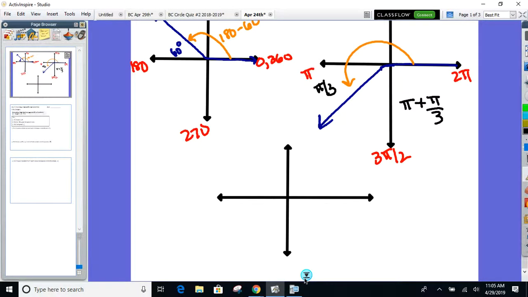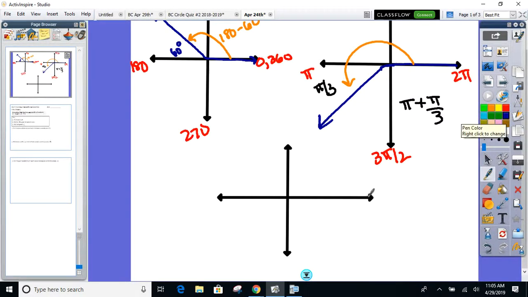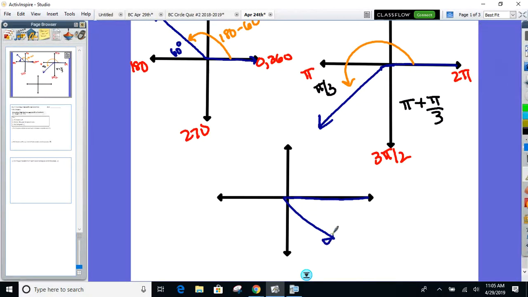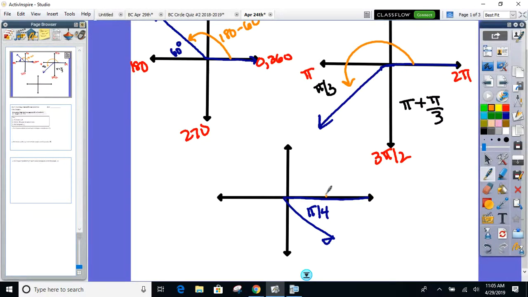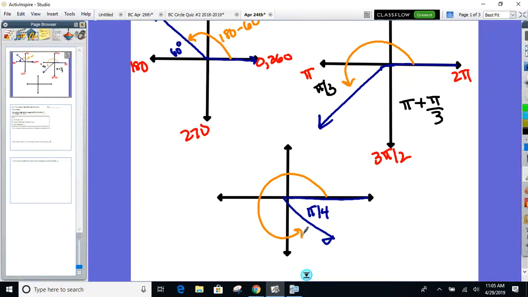And then finally, what if it's in the fourth quadrant? So say I have an angle in the fourth quadrant here. Let's say pi over 4. What's the big angle? How can I find the big angle? How do I find the big angle now? 2 pi. What am I going to do with the pi over 4? Subtract it, 2 pi minus pi over 4. Okay? So that's what you're going to have to do for me today. Questions before I get to these 3?